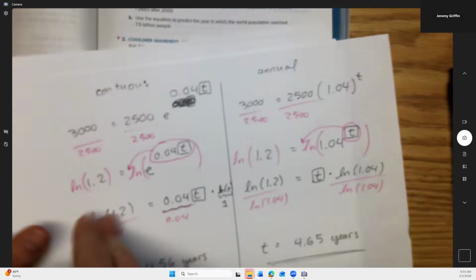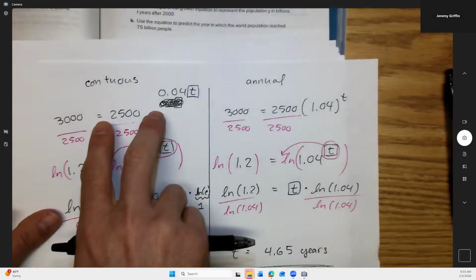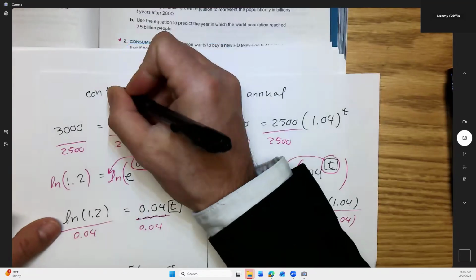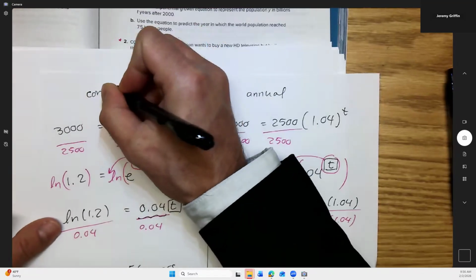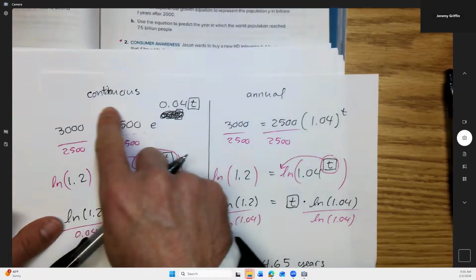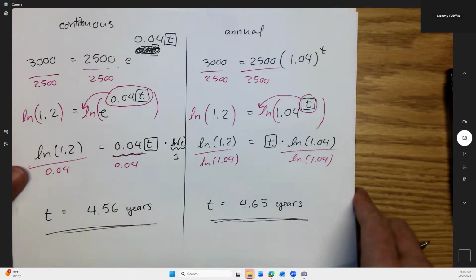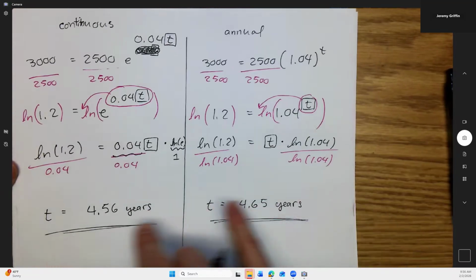Here, I'm just going to pick one of these models and run with it. I'm going to pick the, whoops, did I misspell that? There you go, I misspelled that word, continuous. Actually, you guys tell me, which one do you want to carry forward with, the continuous model or the annual model?